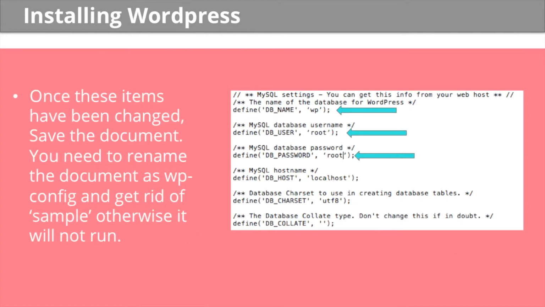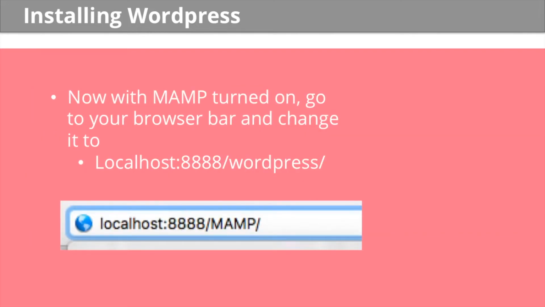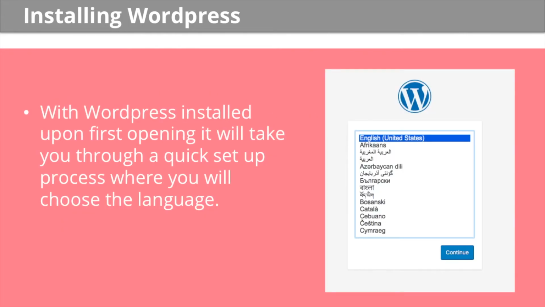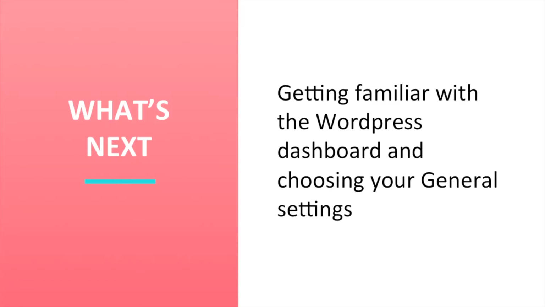Once these items have been changed, you'll need to save the document, and then you'll also need to rename the document as wp-config and get rid of the sample. Otherwise, it will not run appropriately. Now that you have MAMP turned on, go to your browser bar and change it from MAMP and type in WordPress. With WordPress installed, upon first opening it, it will take you through a quick setup process where you will choose the language and click continue. And then it will bring you to the dashboard.